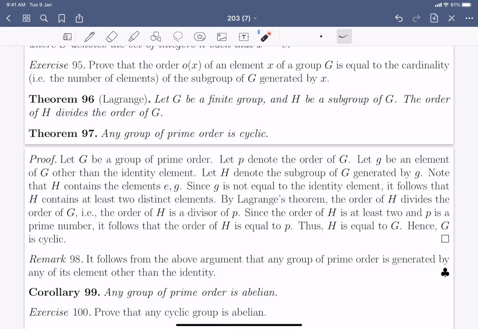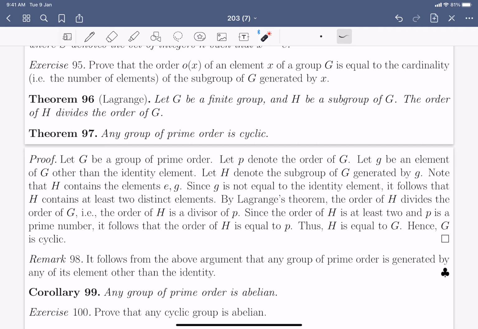So you take a group G of prime order, and let's denote its order by the letter P. We pick an element g other than the identity element, and then we look at the subgroup of G generated by the element little g. We denote it by H. H certainly contains the identity and g, and note that these two are distinct, because g is chosen to be different from the identity element. So inside H you already have 2 elements.